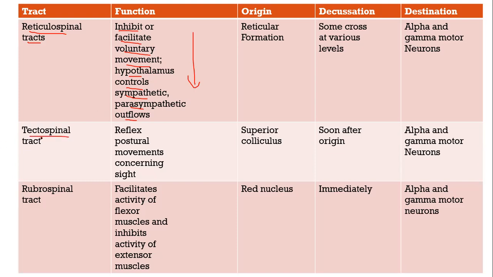Second tract is basically the tectospinal tract, which is again coming from the tectum and going to the spinal cord. Superior colliculus से आ रहा होता है. ठीक है, and it goes to the alpha and gamma motor neurons in the spinal cord. It is responsible for the reflex postural movement concerning sight. तो जहाँ जहाँ आपका विजन होता है उस हिसाब से आपके जो रिफ्लेक्सेस होते हैं उनको ये कंट्रोल कर रहा होता है टेक्टोस्पाइनल ट्रैक.